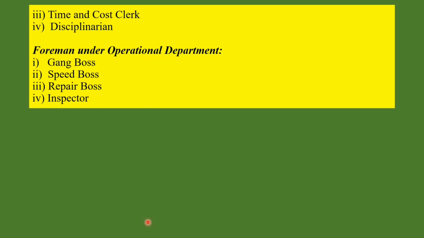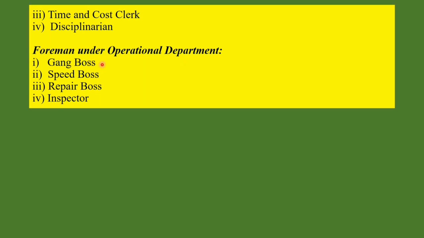Next one is your disciplinarian. Disciplinarian was the foreman responsible for performance of job in an orderly and systematic way. So these were the 4 foremen which were constructed under the planning department. The next comes your foremen under operational department.